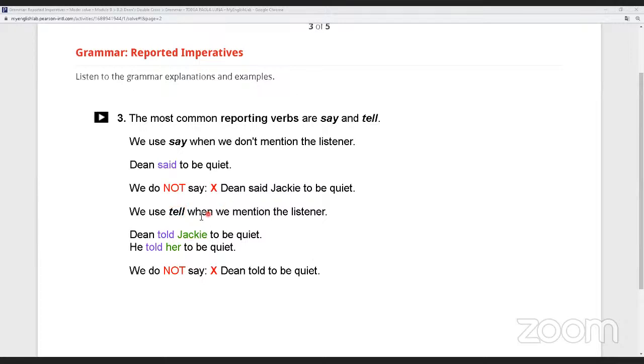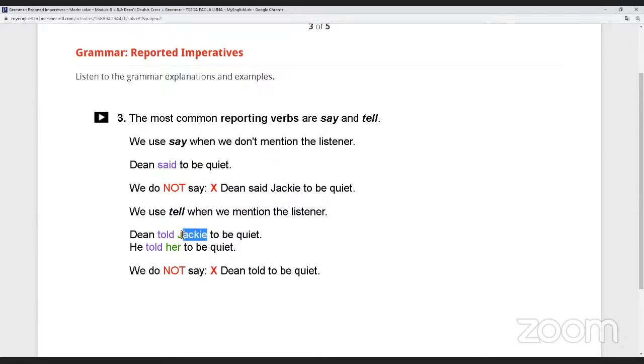So if you are going to mention the listener, we're going to use tell in the past form. Dean told Jackie to be quiet. He told her to be quiet. It would be incorrect if I don't mention the listener using told. Dean told to whom to be quiet, right? This is incorrect because I don't have any listener. So again, the reporting verbs are say and tell. Said is when I don't want to mention the listener, and I'm going to use tell when we mention the listener.